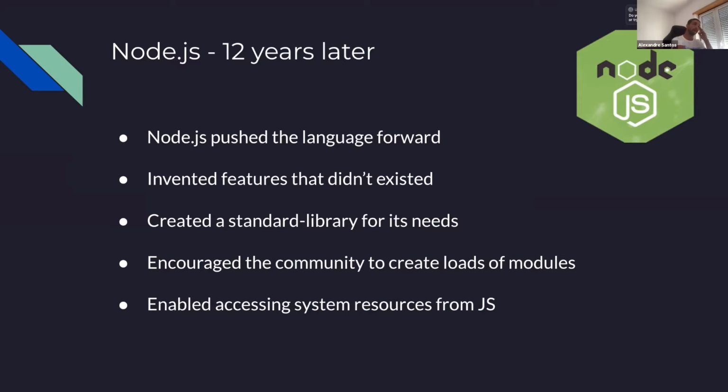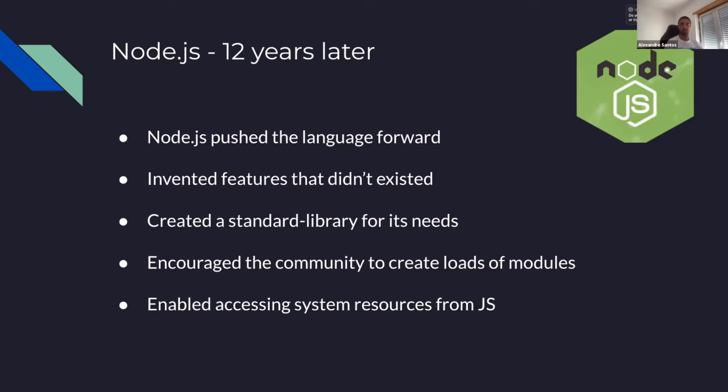But before we look into Deno, I would like to have a perspective on JavaScript 12 years after Node's creation. There's no doubt that Node pushed the language forward. It was one of the big contributors to its huge adoption. But at the same time, to do that, Node had to invent features that weren't part of the main language. I'm talking about things like the CommonJS modules.